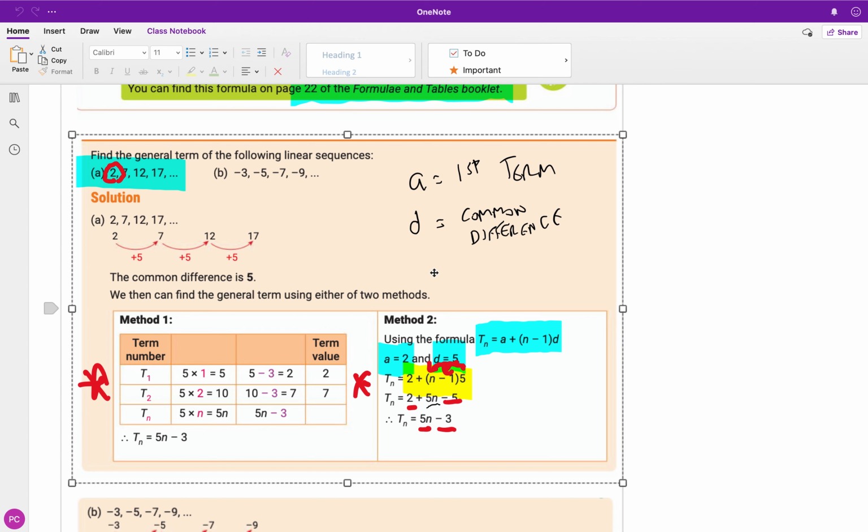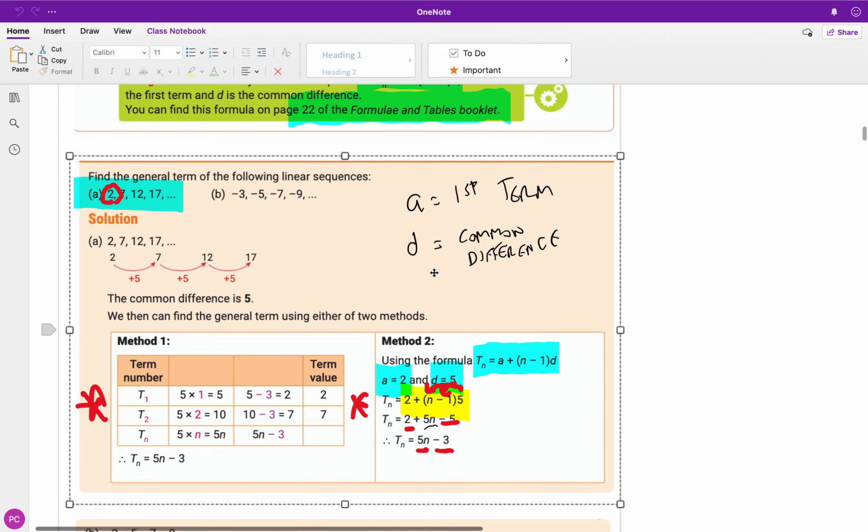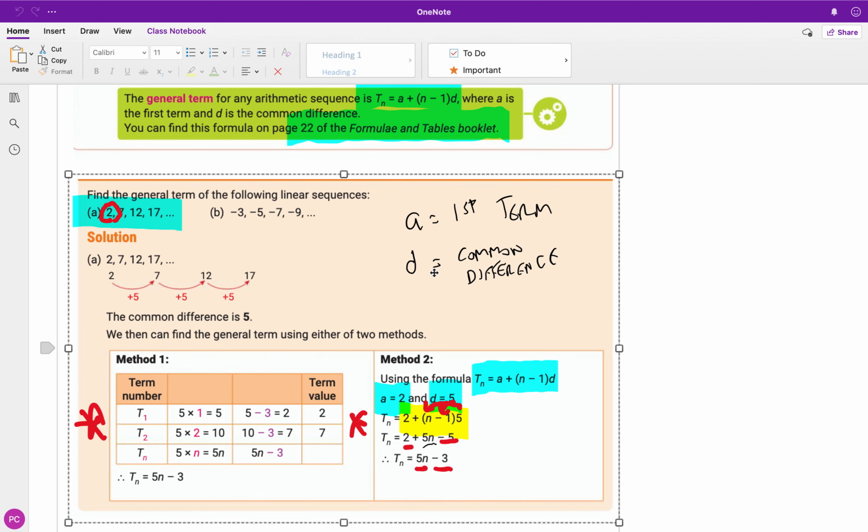Let's have a look at part B as well. Part B over here is these ones here, minus numbers: -3, -5, -7, -9. Same formula, a plus n minus 1 times d. So I can tell you straight away what they're going to be.